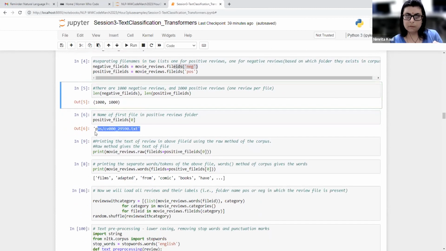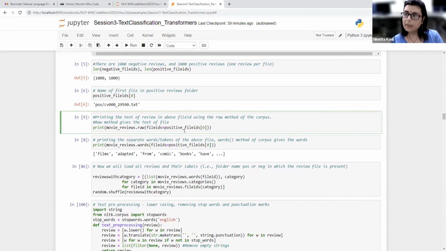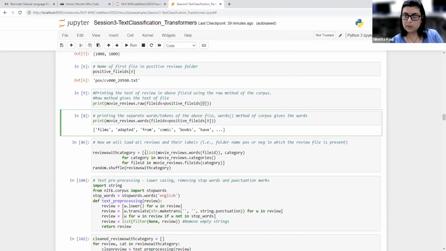Here is how you can see the file name of the first positive file. raw is the built-in function which helps you see all the text in a particular file. I've not printed the output here because the content was very long. But you can run this cell and see all the words that are present in file ID 0, the first file ID in the positive review files. The words function, again a built-in function, helps you to tokenize the text and see every word individually for the file ID you are interested in.